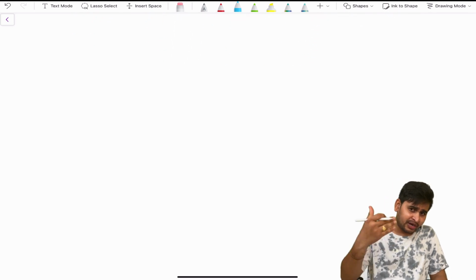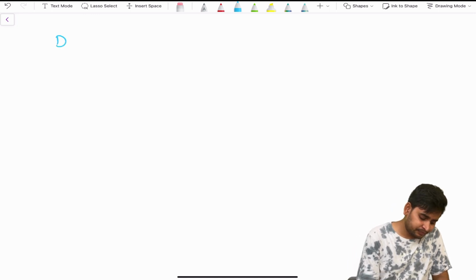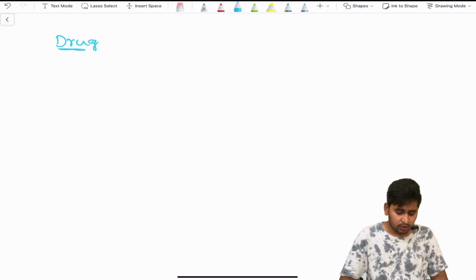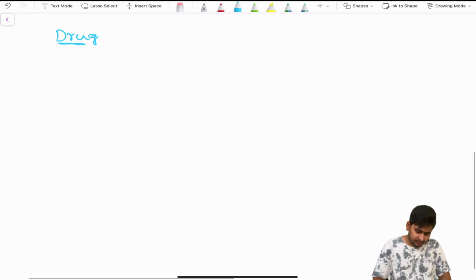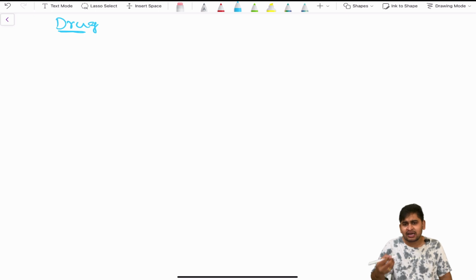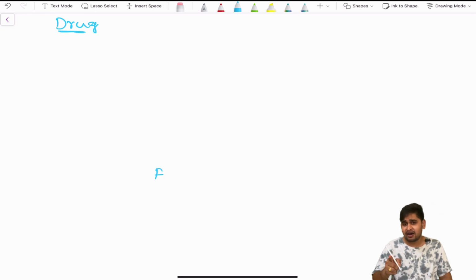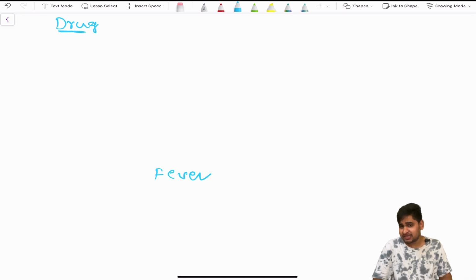Before going to explain the drug, we need to understand its definition. Before making you understand the definition, I will give you a glimpse of the pathophysiology, and then I will make you understand the definition of the drug. In any person, how does fever occur? Fever occurs due to imbalance of temperature regulation.